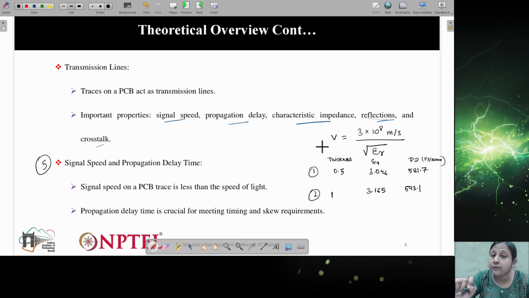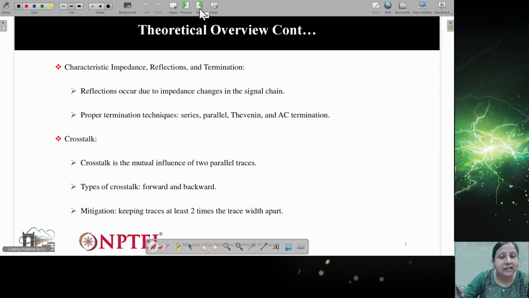And if it is for high frequency, these factors become quite significant, because any delay in the signal is going to affect the operation of the entire system. Now, the sixth one is characteristic impedance, reflections and termination. This is with respect to the impedance, which I have already discussed in detail. Reflection occurs due to impedance changes in the signal path. So that is why we need proper termination.